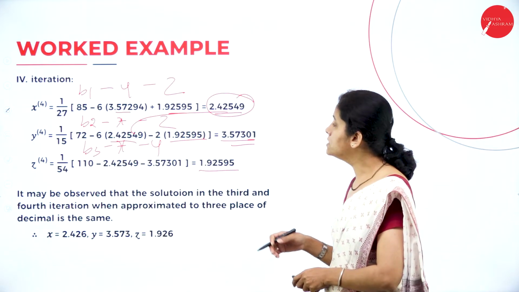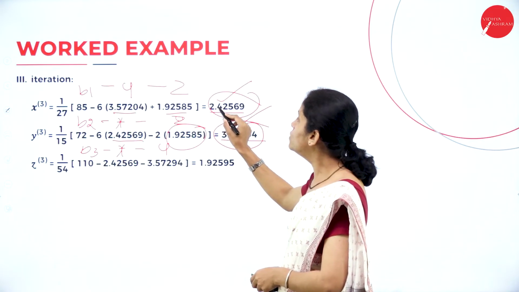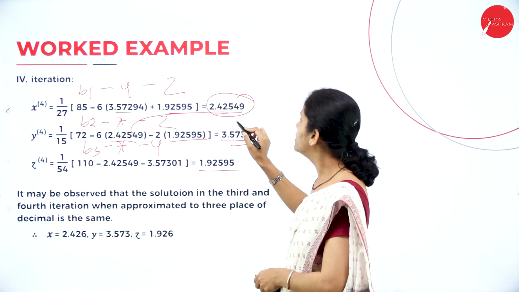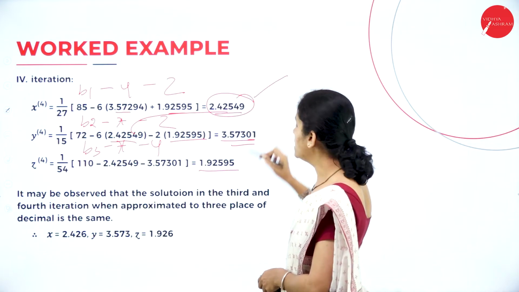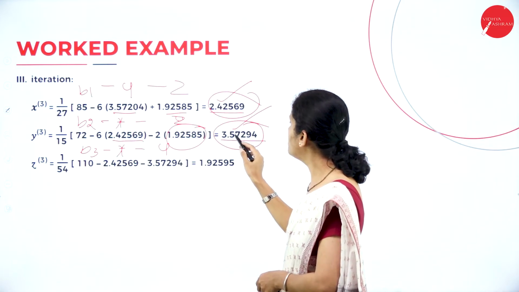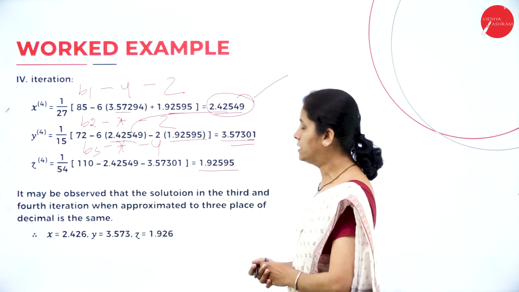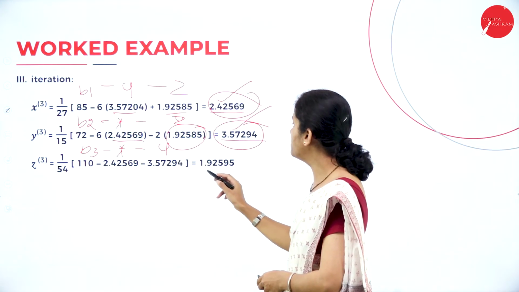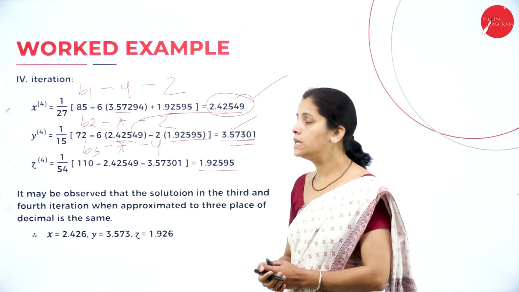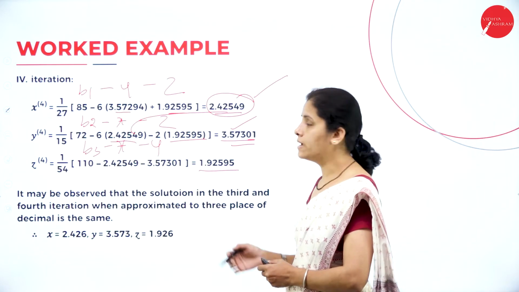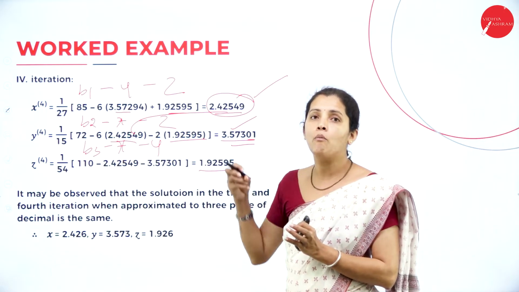that is 1.92595. Now see here, if I consider the previous iteration, here it is 2.425. Okay, here it is 2.425. Okay, it is fine. And if I consider this one, 3.572, here also I get 3.573. Okay, fine. Now if I consider the previous one, 1.925, here also I'll get 1.9259. Okay, and if I cross check both iterations, I'm getting the same values.